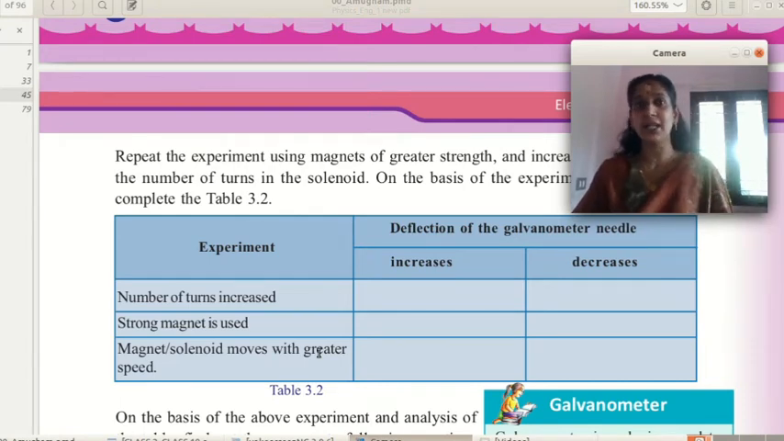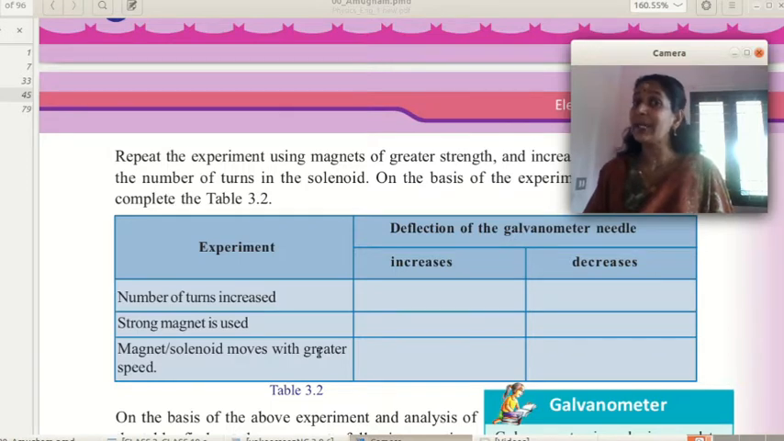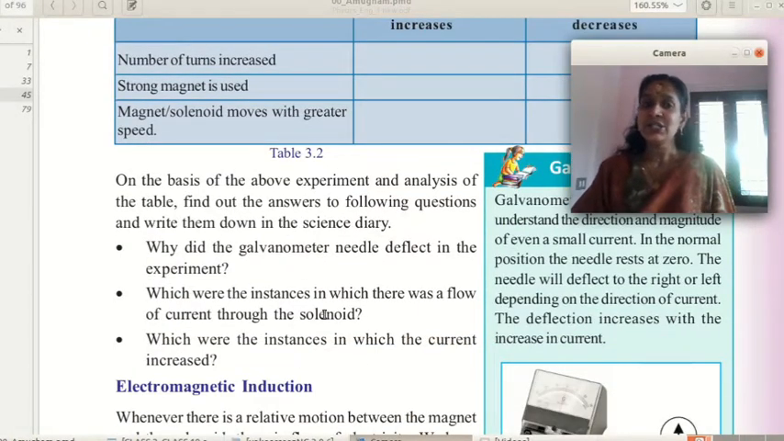In the previous class we studied about it. So if we increase the number of turns of the solenoid, the induced EMF increases. If we use a strong magnet, the deflection of the galvanometer also increases. If we move the magnet or solenoid with a greater speed, then what happens? That time also the deflection of the galvanometer increases. So, on the basis of the experiment and analysis of the table, we are going to find out the answers to the following questions, and write them in your science diary.